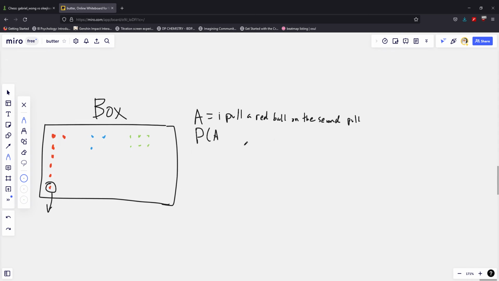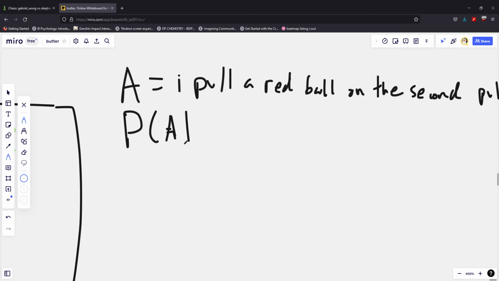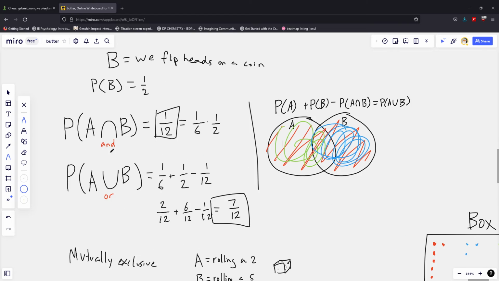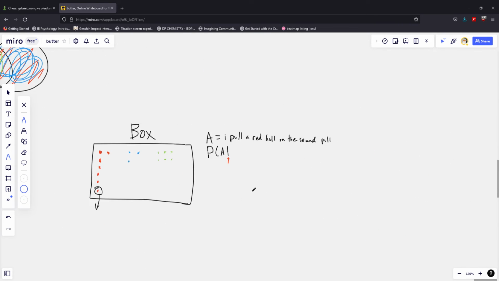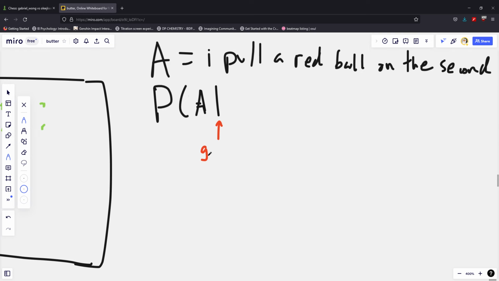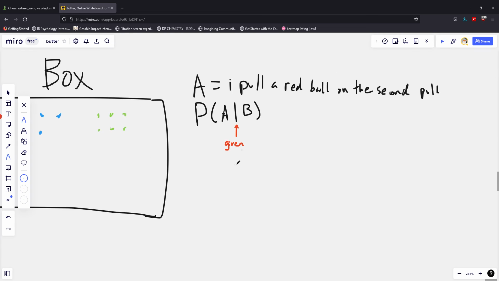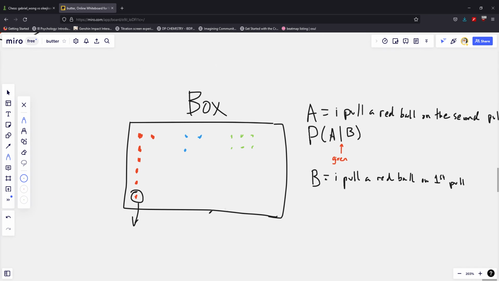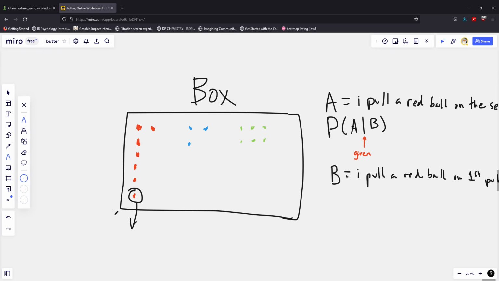We're forced to use a different kind of notation, and this is where we see the straight line being used. Just like the other symbols, we've got and, or, and this one. This one's not really a logical connector, but just think of it as given. So the probability of A given that some other event B occurs. And what would event B be? Event B is I pull a red ball on the first pull, because that's what happened.